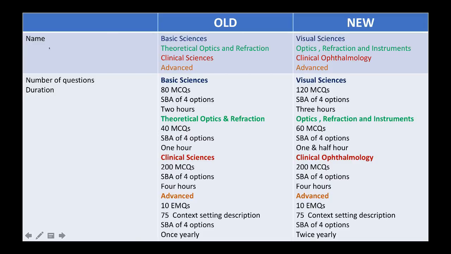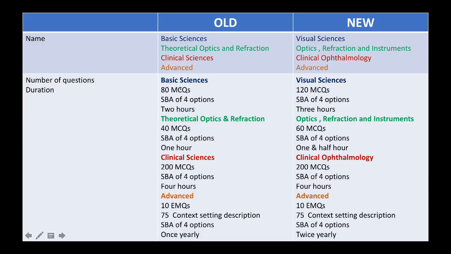First, the name. The name of the exam has changed. For example, the first part, so-called basic sciences, has changed to visual science, and theoretical optics and refraction changed to optics, refraction and instruments. Clinical science has changed to clinical ophthalmology. Advanced exam has the same name. So is it only about the name? No, the structure also has changed. The number of questions has changed and the duration of the exam has also changed.